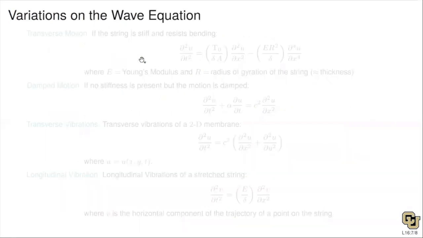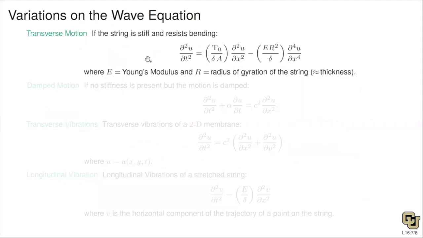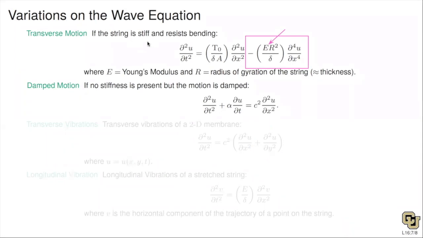So here are some variations of the wave equation. We talked about this last time. We're adding terms, for example, for stiffness. This is an added term for stiffness, and this is Young's modulus that takes into account the stiffness, and the R squared takes into account the radius. This is for damped motion. This term is like if you pluck a string and then put your finger on it: damped motion. We'll talk about damped motion some more and why that term appears.